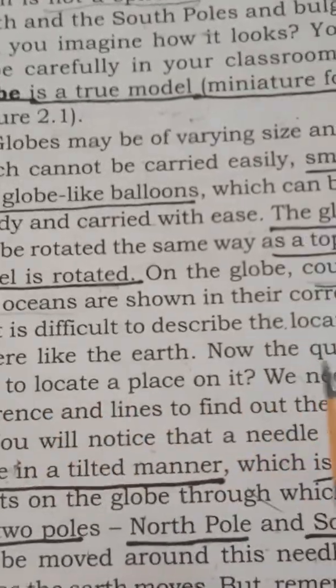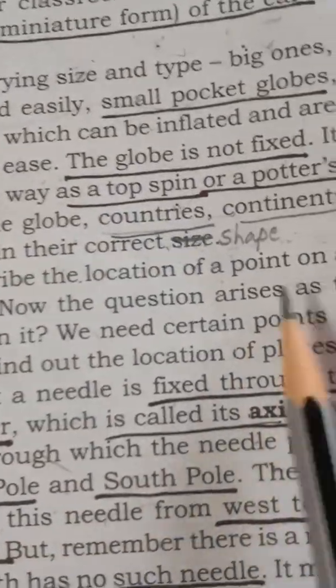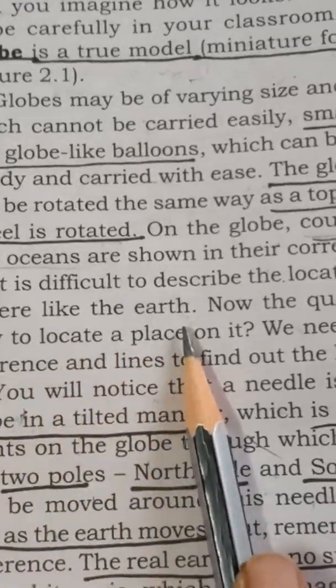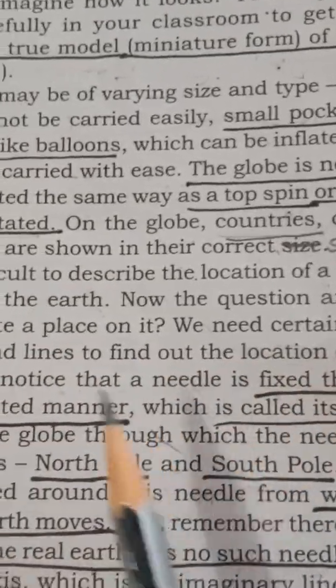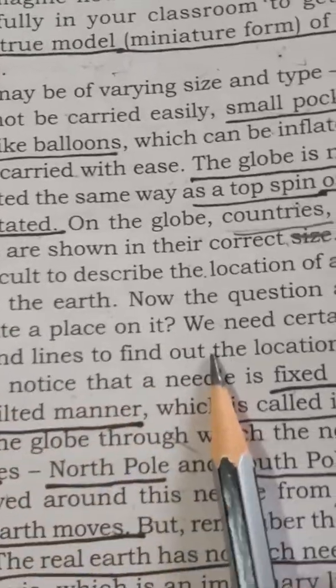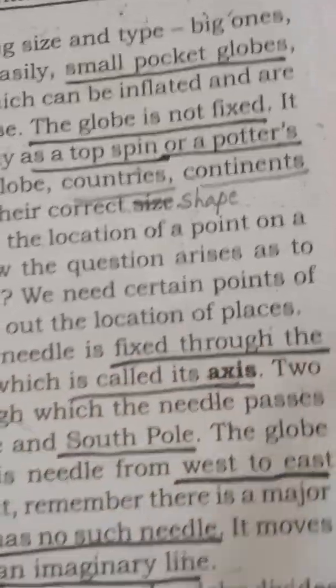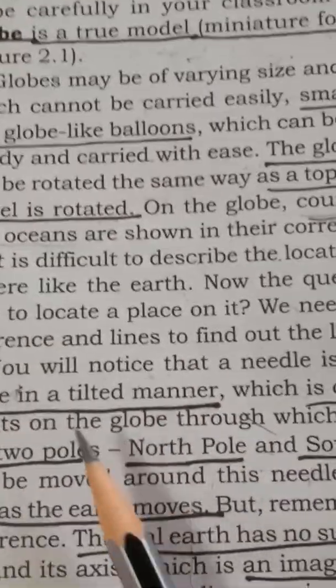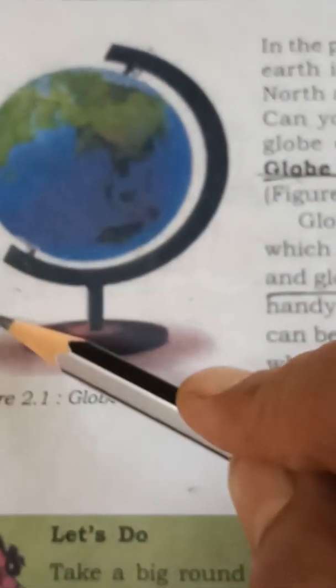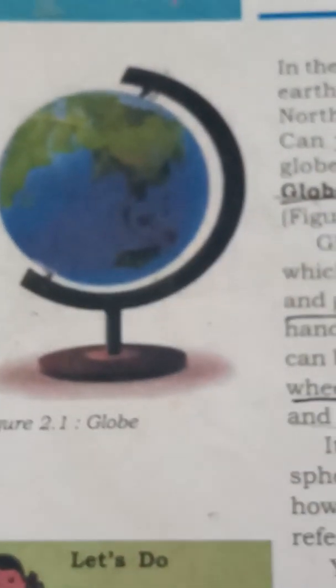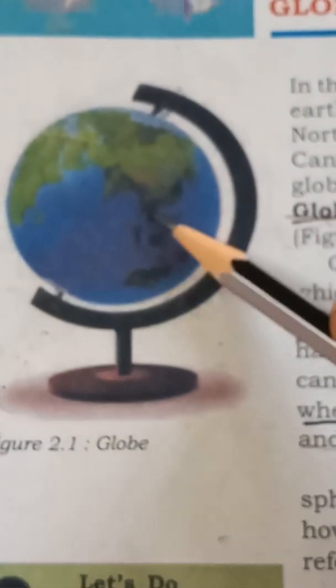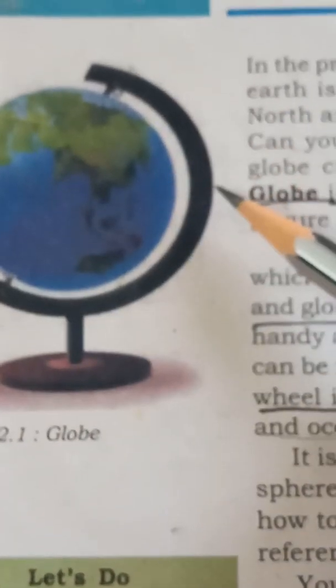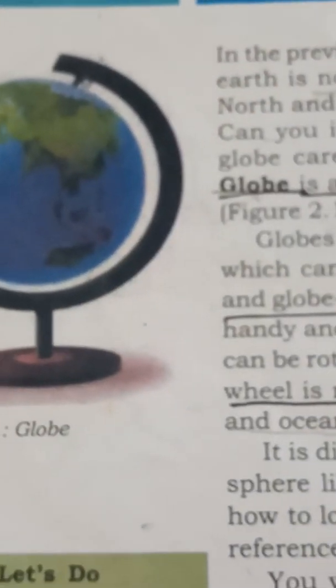Now, it's very difficult to describe the location of a point on a sphere like Earth. So, how can we locate a place on the Earth? That's a big point. We need certain points of reference from where we can start. You have already noticed that the globe has a needle which is called the axis of the Earth. It passes through North Pole to South Pole, and the globe moves exactly like Earth on this needle, from west to east.